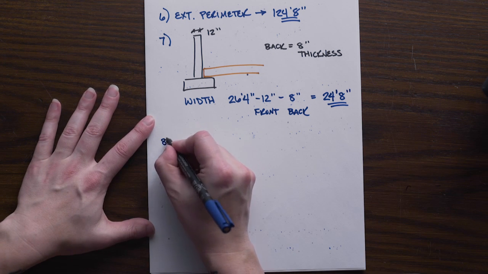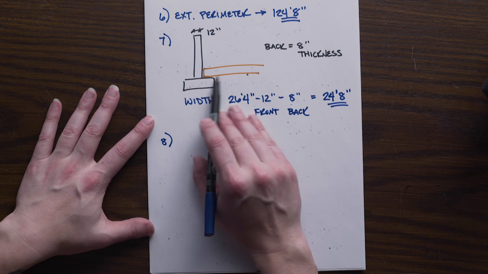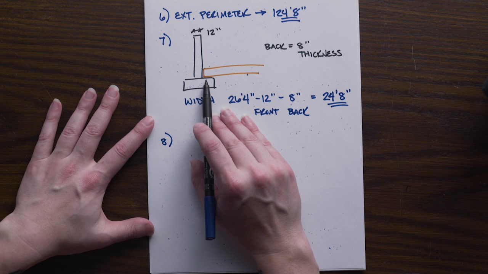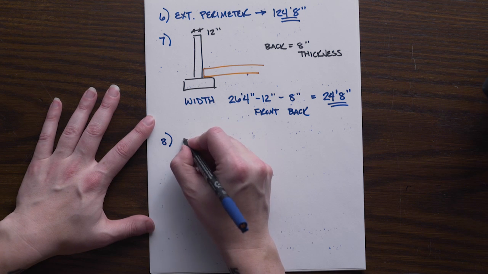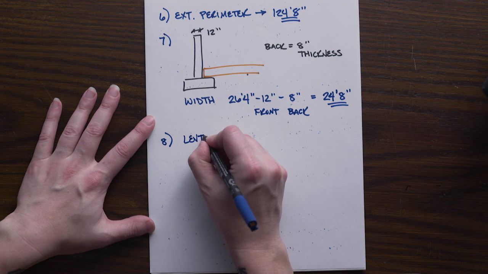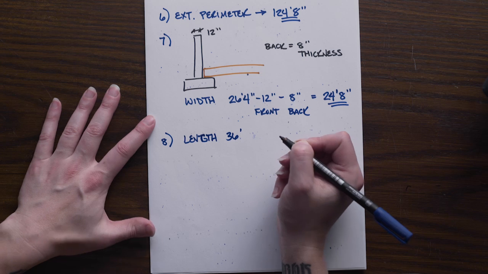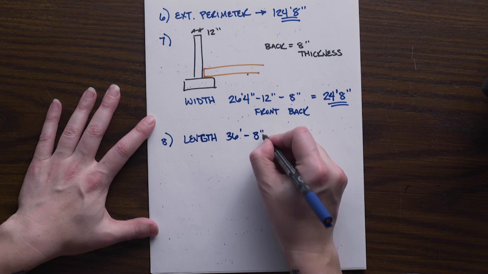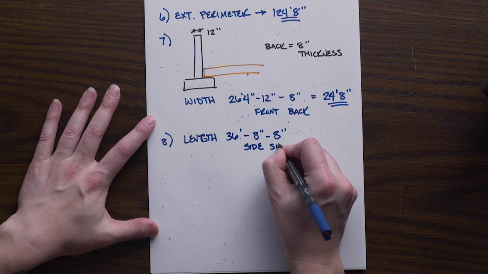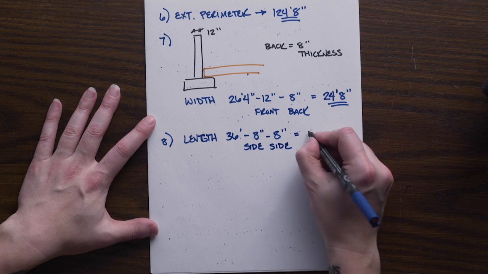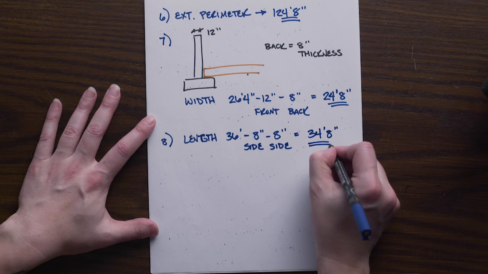Number 8 then is looking at the length. So same concept. It just sits on the top of the footer for each of the sides if we're dealing with the length. So for our length, we start off with our 36-foot length. We subtract out the full 8 inches for one side, the full 8 inches for the other side, giving us a total of 34'8".